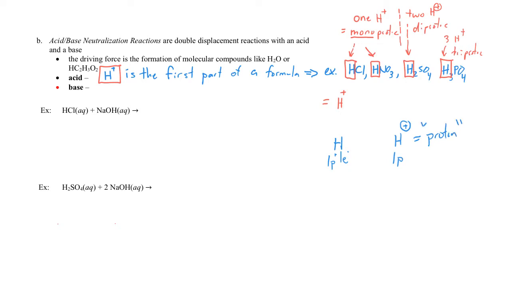And that is why we use the word protic to describe acids that have one of these protons on them, or an H+ ion. So with HCl, we have a monoprotic acid because there's one hydrogen that has a plus charge, and that is essentially a proton. So monoprotic for these two, diprotic for this one, and triprotic for this one. So that's where that word proton comes from.